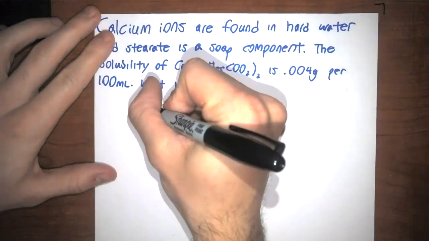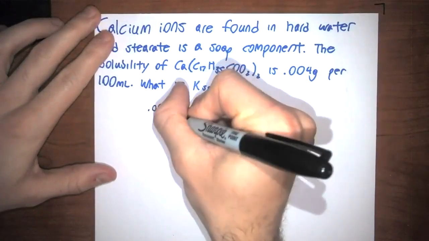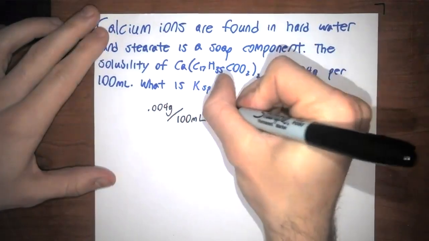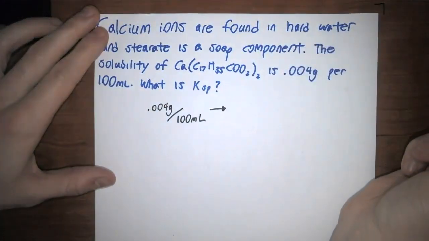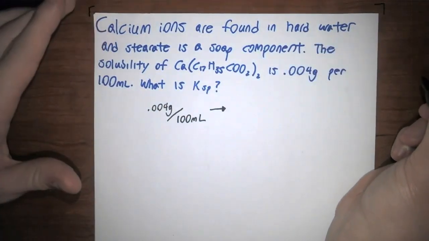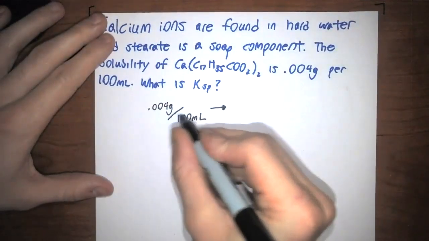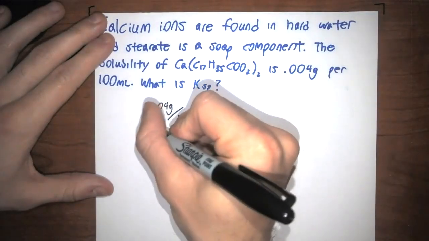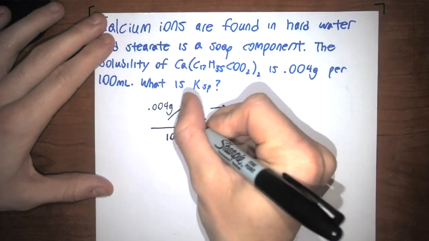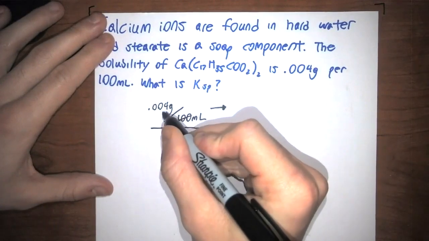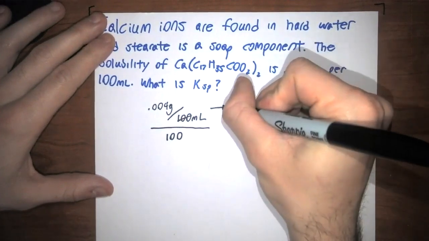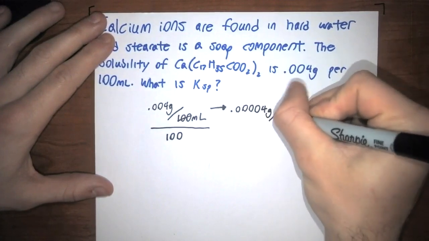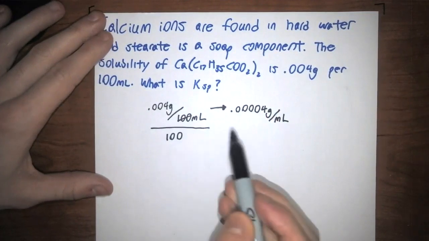So we're going to start with 0.004 grams per 100 milliliters. That was what was given to us in the problem. Now we want to convert that. Let's go ahead and convert that to, let's say, grams per milliliter. So I would divide this number, 0.004, by 100, right? Because then that would cancel out this 100. So 0.004 divided by 100 is 0.00004 grams now per milliliter, right? The 100 divided by 100 would be 1 milliliter.